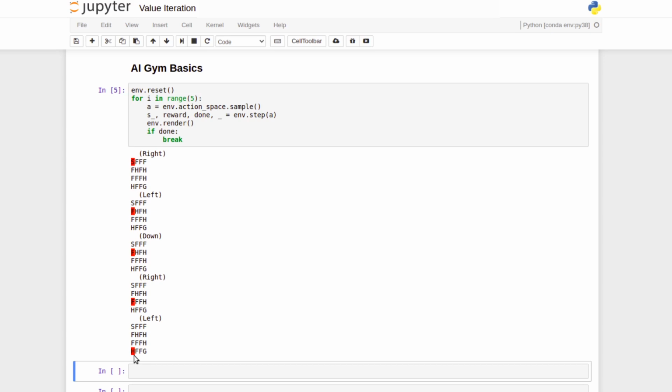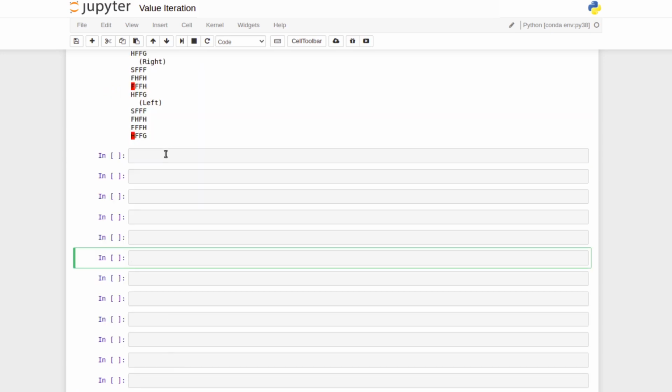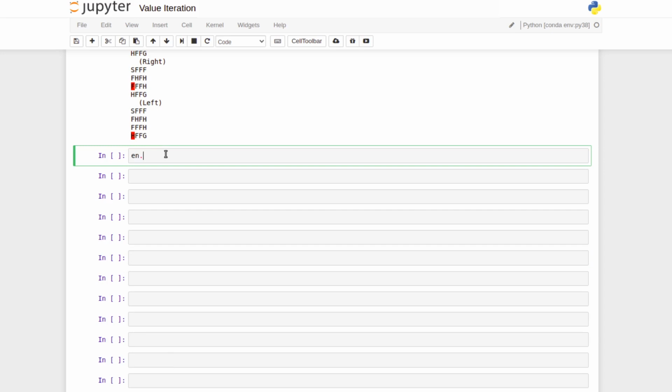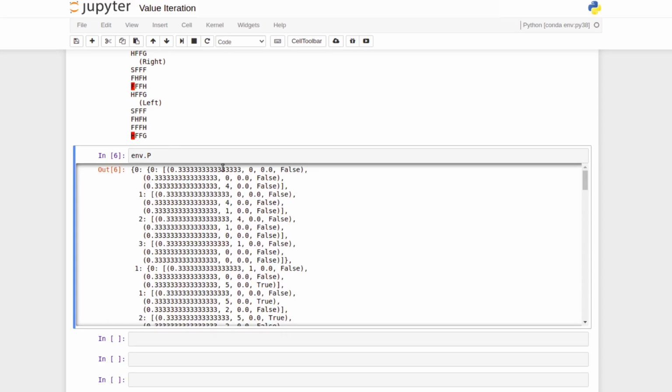What this means for us in value iteration is that we don't need to actually play this game. We don't need to have the agent walk around. Instead, we're just going to reach into the environment and rip out the specific information about how the system behaves directly. Now that information is stored in env.P. So env.P is a complete description of the statistical nature of the system.